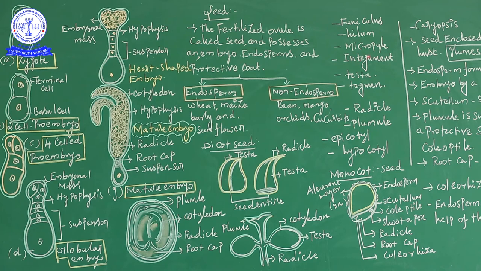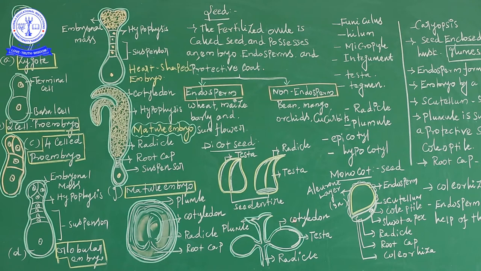The outer seed coat is called the testa, and the inner seed coat is called the tegmen. Testa means outer, tegmen means inner. This is a very important point.